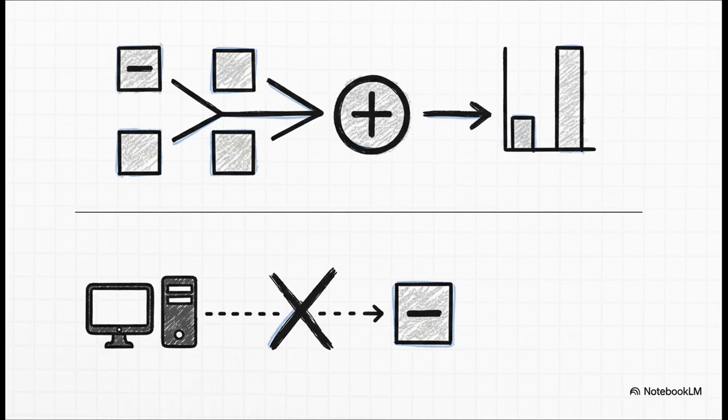But, and this is the whole point, a classical probabilistic computer can't start with a negative probability. It's just impossible. It's like trying to build a machine that has a negative 10% chance of landing on heads. It makes no physical sense.